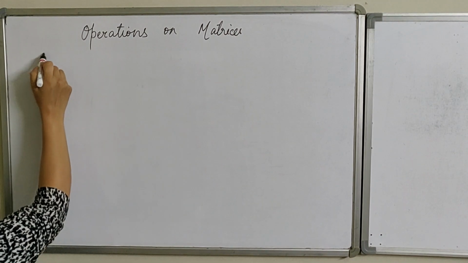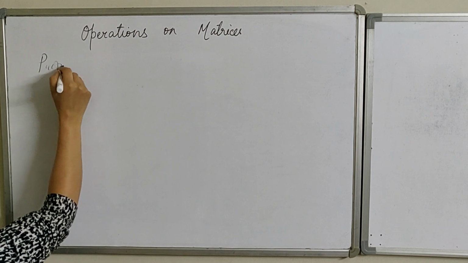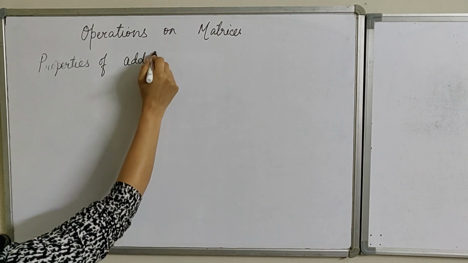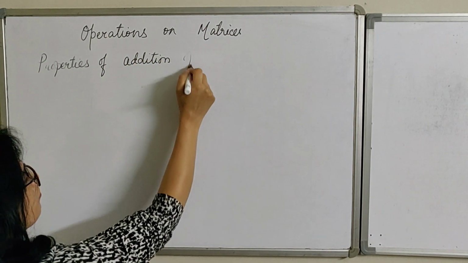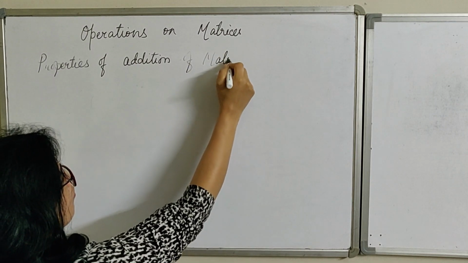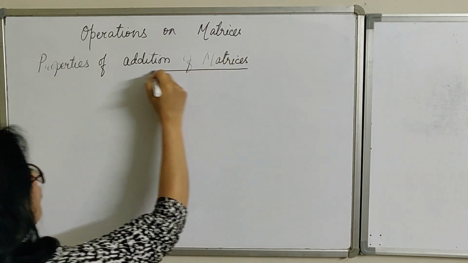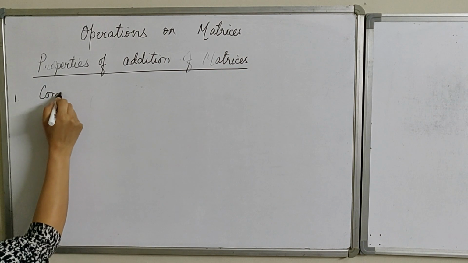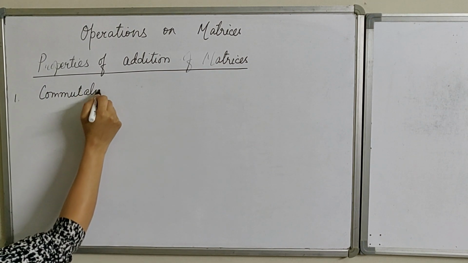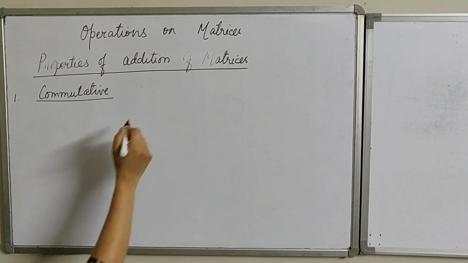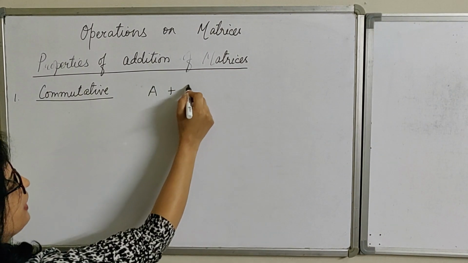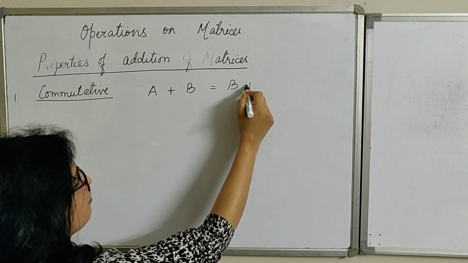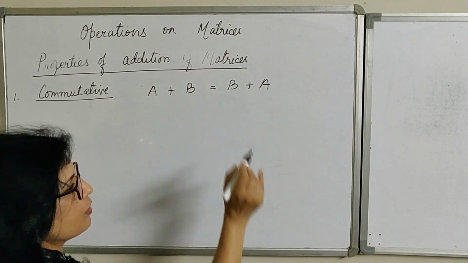Now we will study properties of addition of matrices. So the first property is that matrix addition is commutative. Commutativity basically means that if we add matrix A and matrix B, both are of the same order, then this should be equal to the same as is obtained by adding matrix A to matrix B.